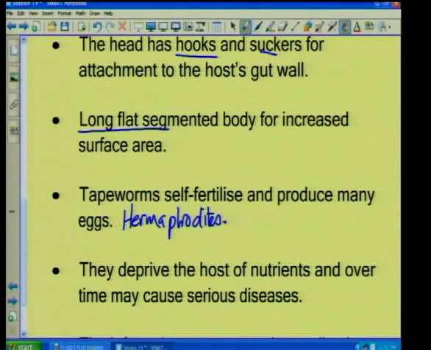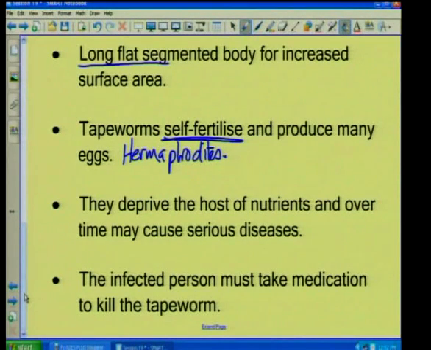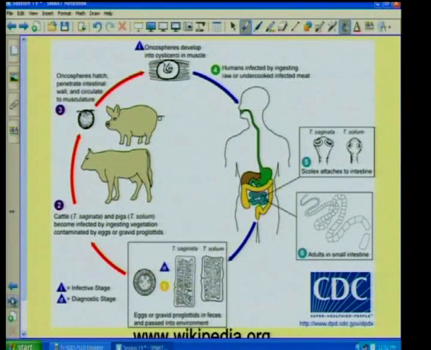Okay, they're hermaphrodites. They fertilize their own little eggs, and then they lay these eggs, and out they come in the feces, and the flies come and they sit on the feces, and they transfer the eggs to your food, which you then eat. Okay, they deprive the host of nutrients and can cause huge illnesses and serious deficiency diseases. The infected person must take medication to kill the tapeworm, and it's actually quite hard.